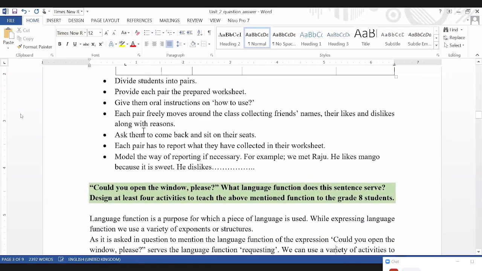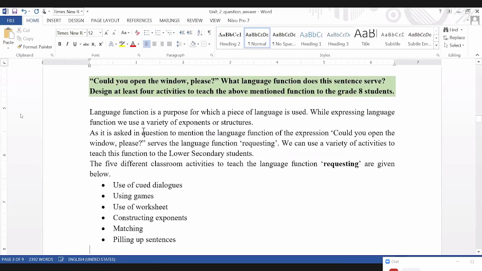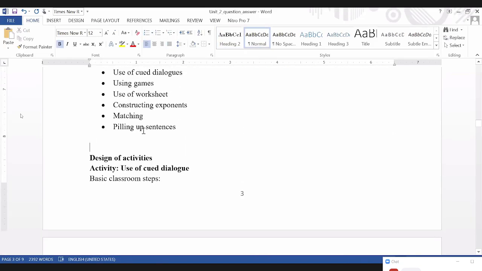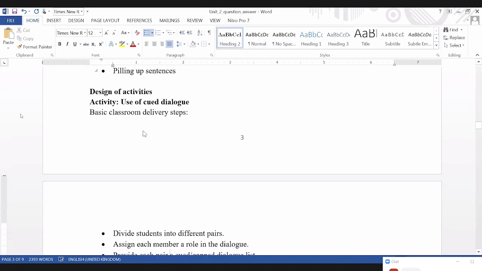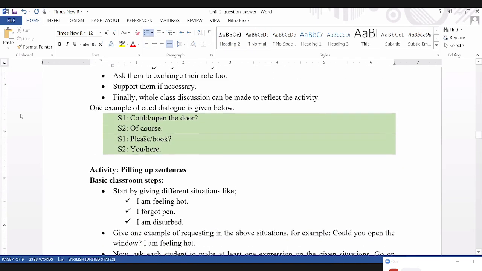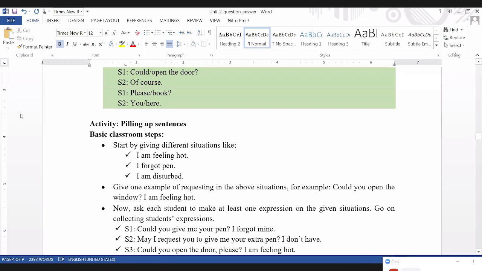This is one more sample question and answer, and I just discussed this. This is teaching requesting as a language function. Design of experiments, basic classroom delivery steps, you can see this. And piling up sentences also we discussed in our previous classes.